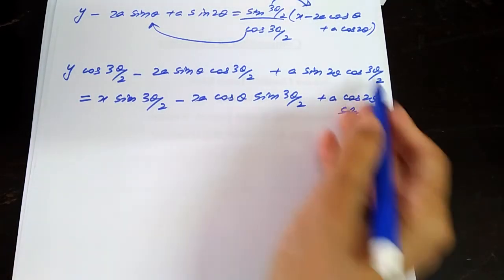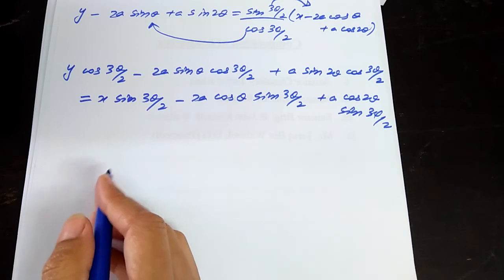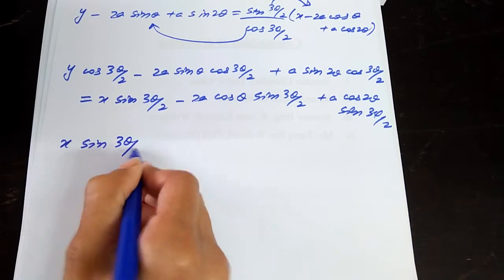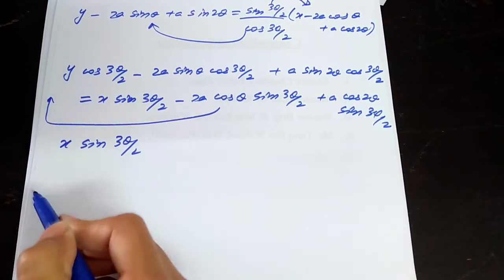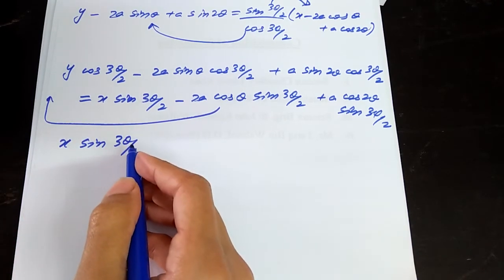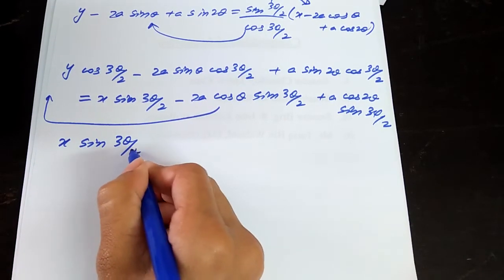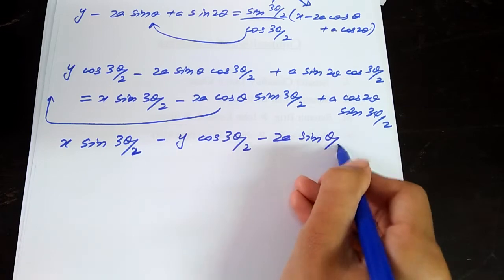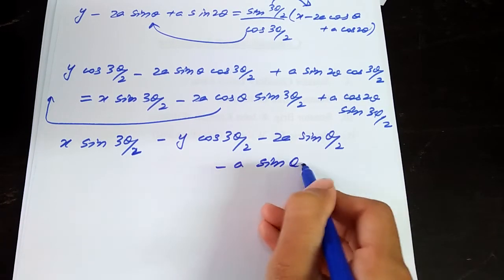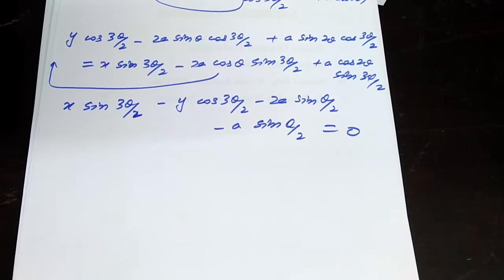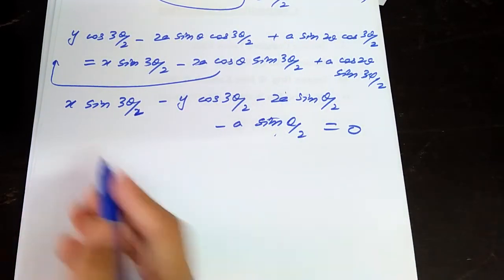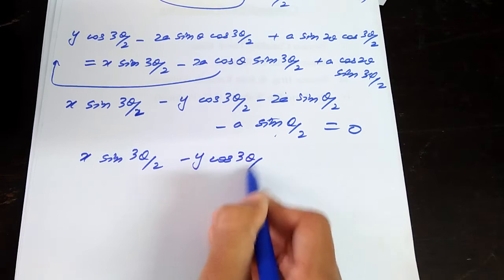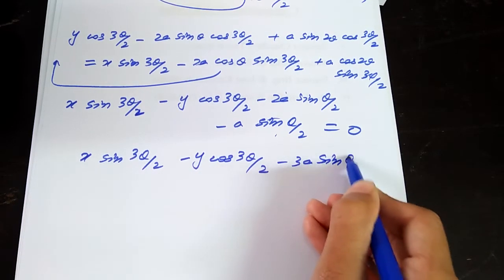Now what I can do, just move everything to the left side and take the terms that are common. After simplification, I will get x sine of 3 theta by 2. Move all the right hand side to the left hand side, take the common terms, and I will get x sine 3 theta by 2 minus y cos 3 theta by 2 minus 2a sine of theta by 2 minus a sine of theta by 2 is equal to 0. Now these terms can be simplified. I will get x sine 3 theta by 2 minus y cos 3 theta by 2 minus 3a sine theta by 2 is equal to 0.